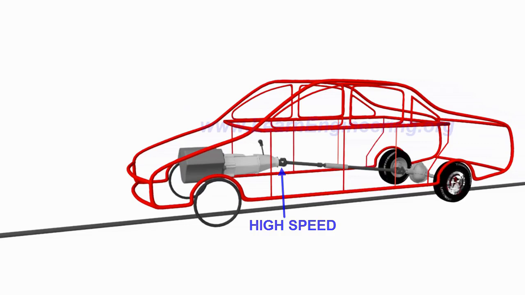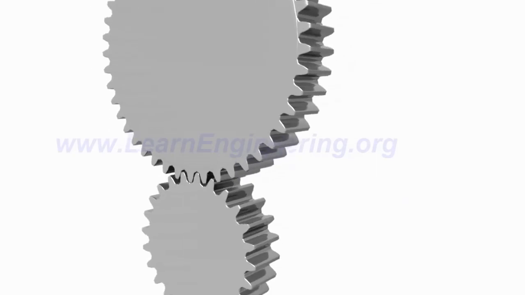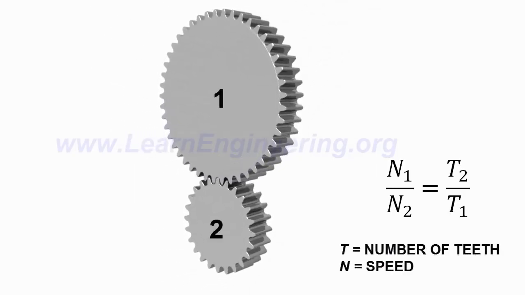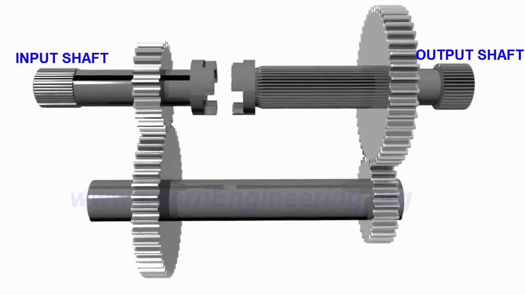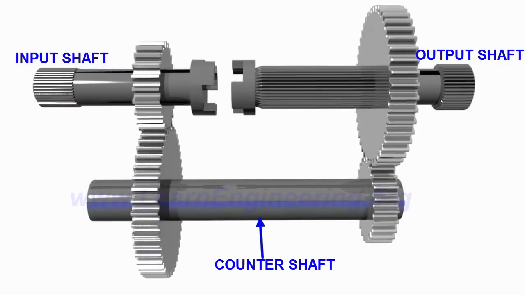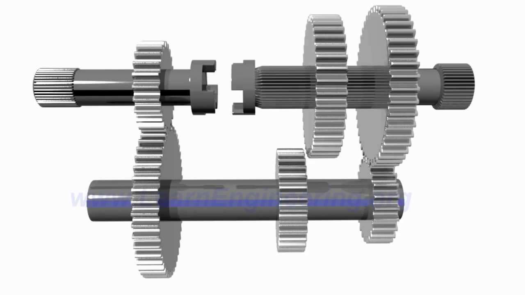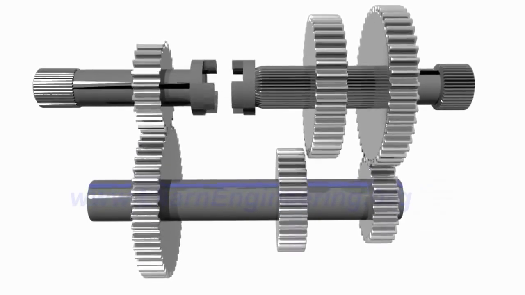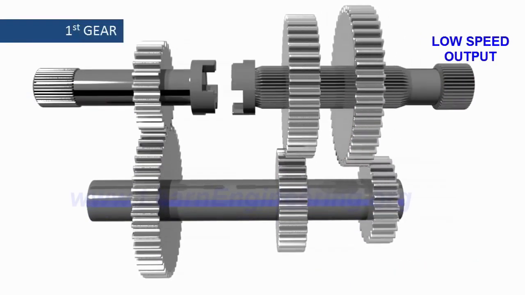Now let's look at its inner workings. Manual transmissions work on the simple principle of gear ratio. A basic transmission mechanism is shown here. Here, the input and output shafts are connected through a counter shaft. A 3-speed mechanism will look like this. It is clear that just by sliding the gears, we can achieve different transmission ratios.